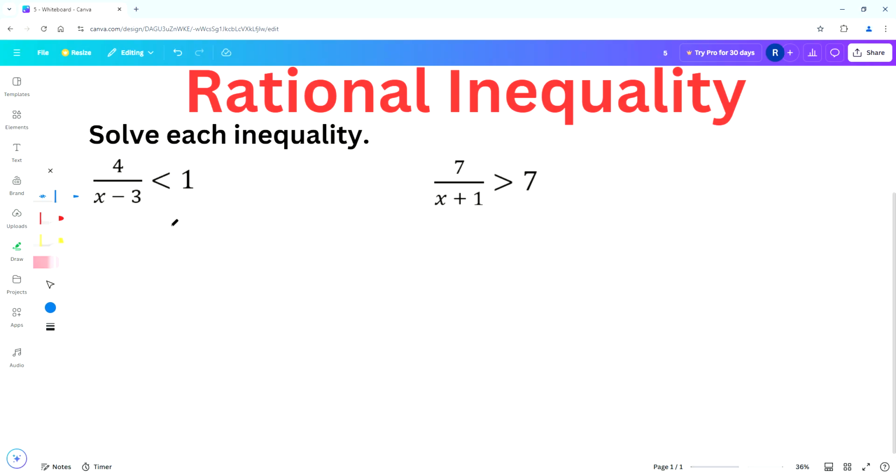In order to solve an inequality, we should move all non-zero terms to one side of the inequality and the other side should have just a 0. In this inequality, we should move the 1 to the left side by subtracting 1 from both sides.